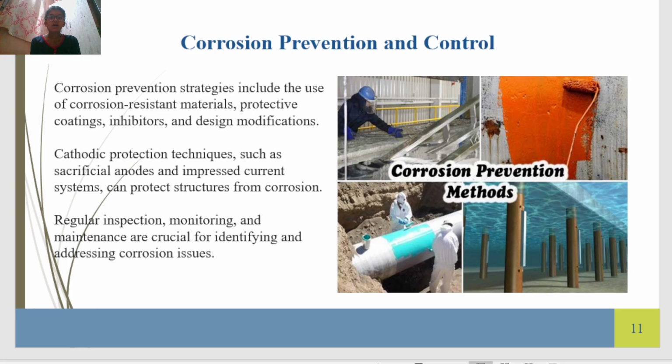Next we have corrosion prevention and control. Corrosion prevention strategies include the use of corrosion resistant materials, protective coatings, inhibitors and design modifications. Cathodic protection techniques such as sacrificial anodes and impressed current systems can protect structures from corrosion. Regular inspection, monitoring and maintenance are crucial for identifying and addressing corrosion issues.